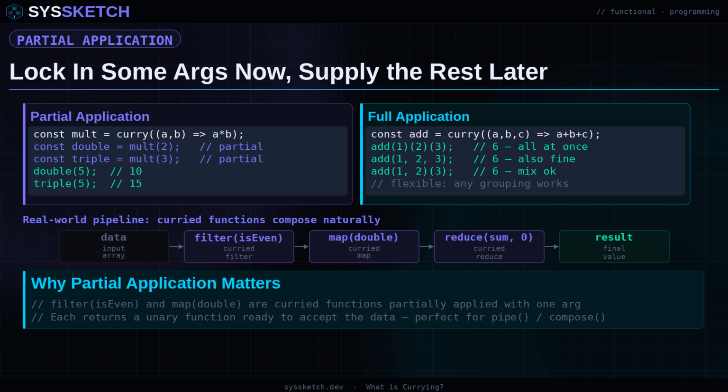This also makes pipelines natural. When you pipe data through a series of functions in functional code, each step needs to be a unary function, 1 argument in, 1 value out. Curried functions are always unary at each step, so they compose without adapters. Curry and function composition are designed for each other. The compose utility applies functions right to left, pipe applies them left to right. Both expect each function to be unary.